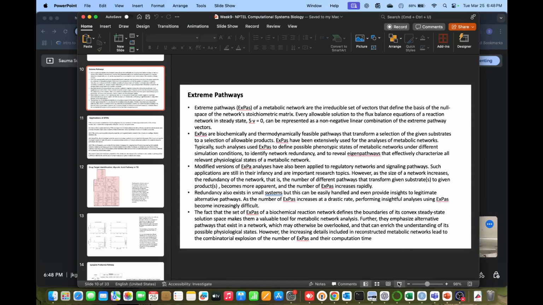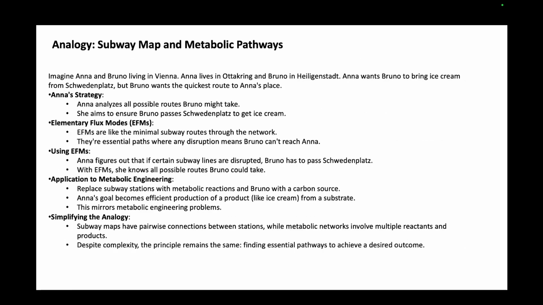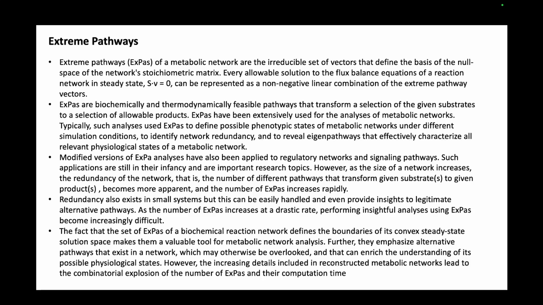Now we'll talk about it. We were talking about EFMs, elementary flux modes. Now we'll talk about another special type of flux condition: extreme pathways. As the name suggests, extreme pathways of a metabolic network are an irreducible set of vectors that define the basis of the null space of a network's stoichiometric matrix.